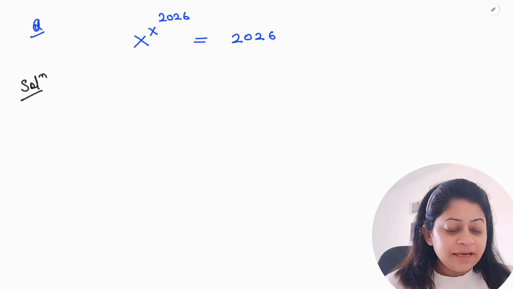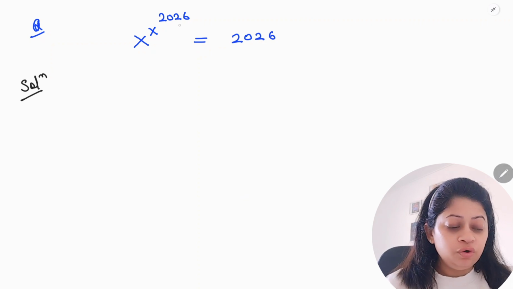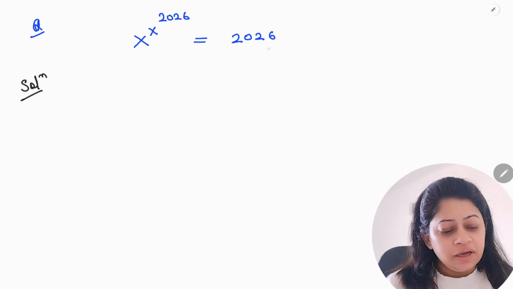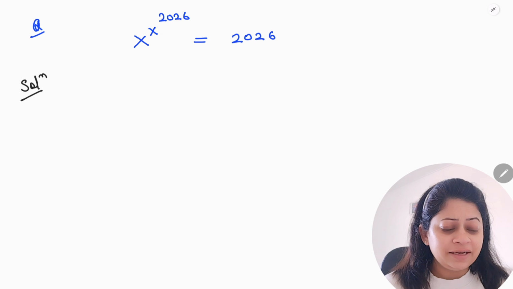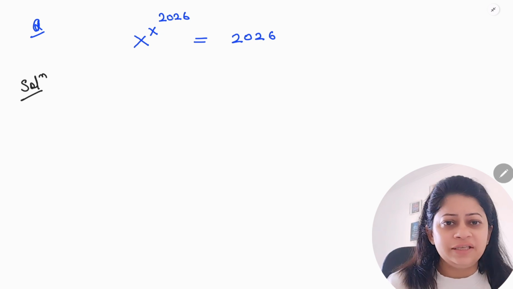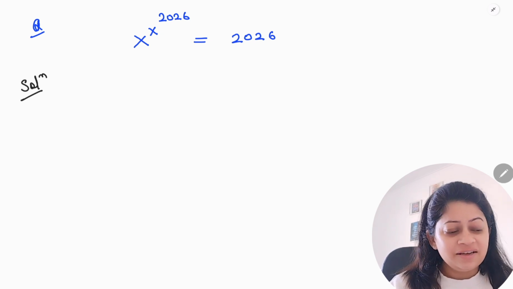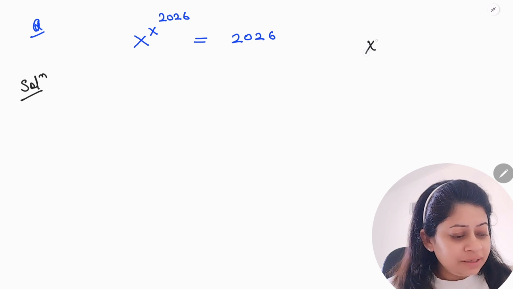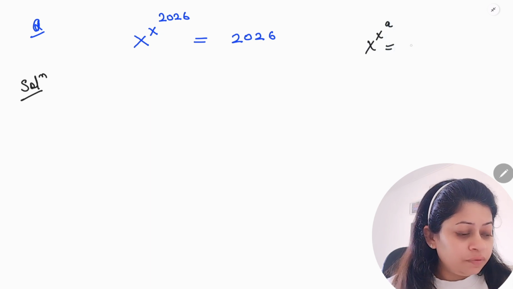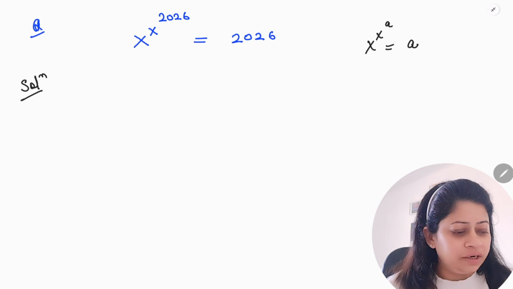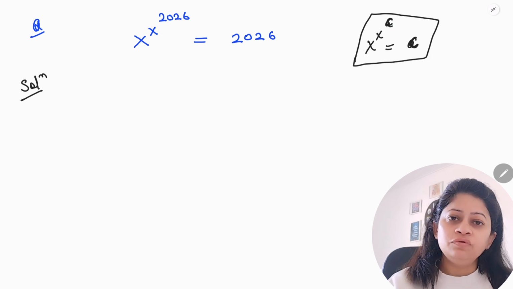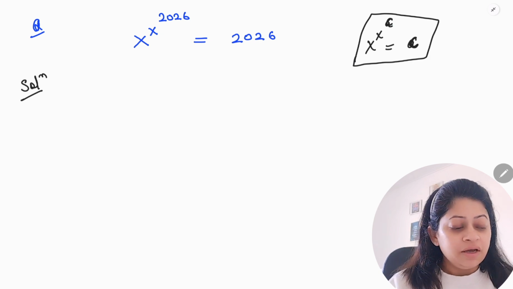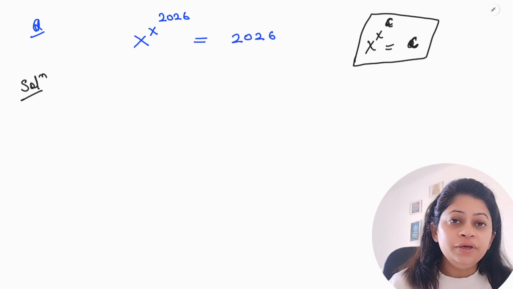They are giving us x raised to power 2026 is equal to 2026. If it was 2025, they would write 2025 here. Anything like x raised to power a is equal to a, or any constant, suppose I say c, c can be anything, any number, 2025, 2026, 2027. Whenever you get this, how will you proceed?